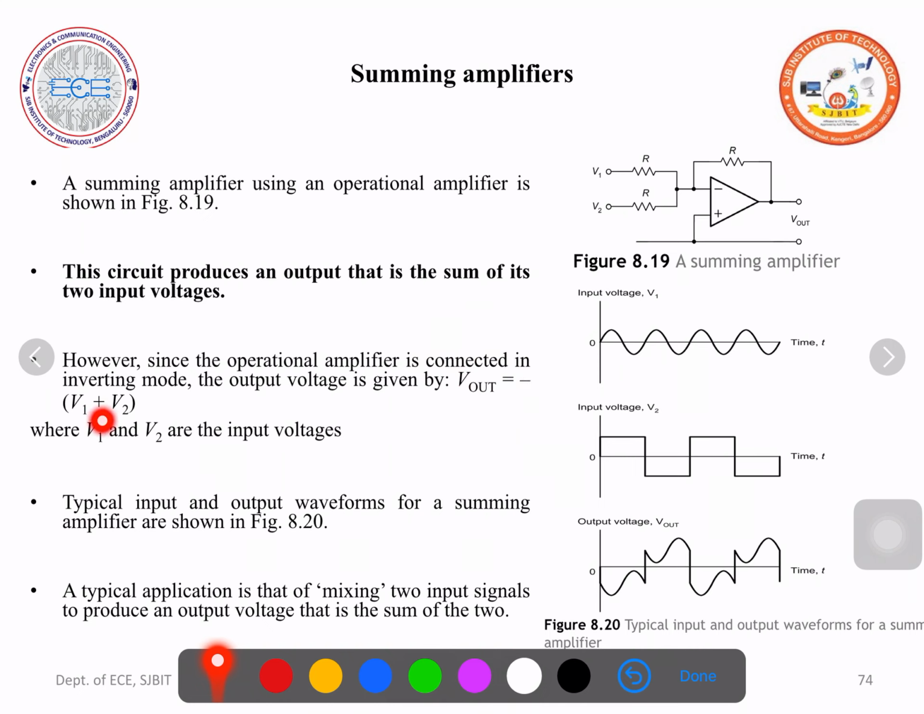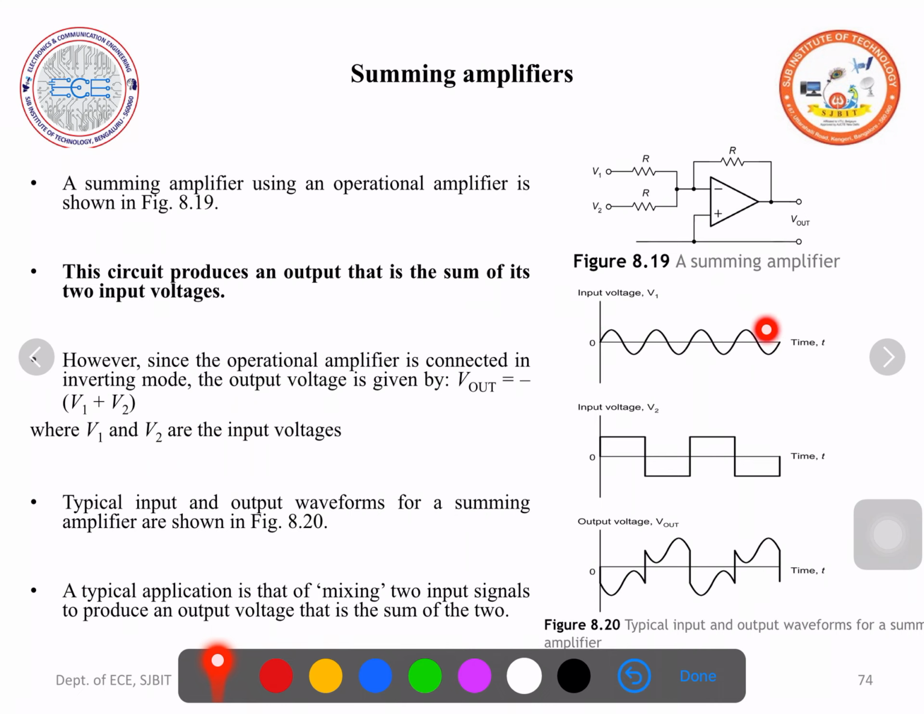So the equation given is Vout is equal to minus of V1 plus V2. Why this negative sign? Because the input is applied to the inverting input terminal. If you apply still more voltages V3, V4, etc., Vout is equal to minus of V1 plus V2 plus V3 plus V4, etc.